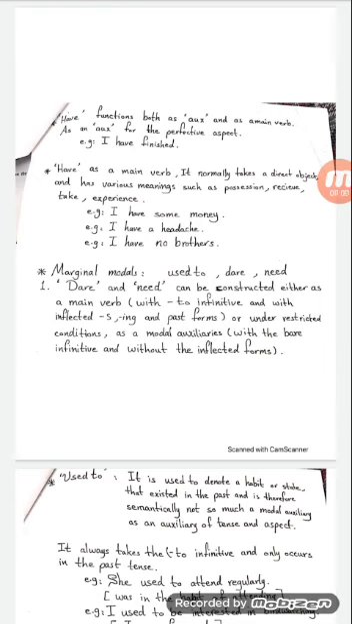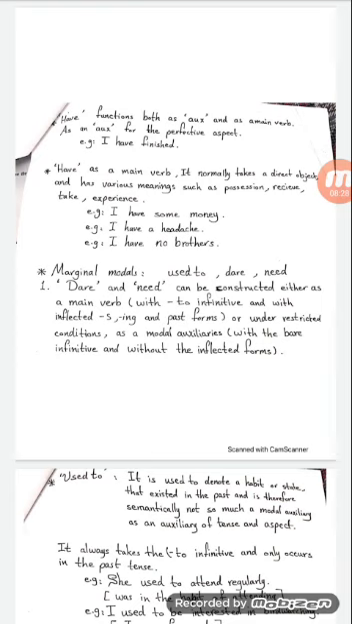Marginal modals. We talked about the auxiliaries do, have, and be. Now we move toward modals. We have marginal modals. What is meant by marginal modals? We use to, dare, need. Dare and need can be constructed either as a main verb with to-infinitive and with inflected -s and past forms, or under restricted conditions as modal auxiliaries with the bare infinitive and without the inflected forms. This is the point.